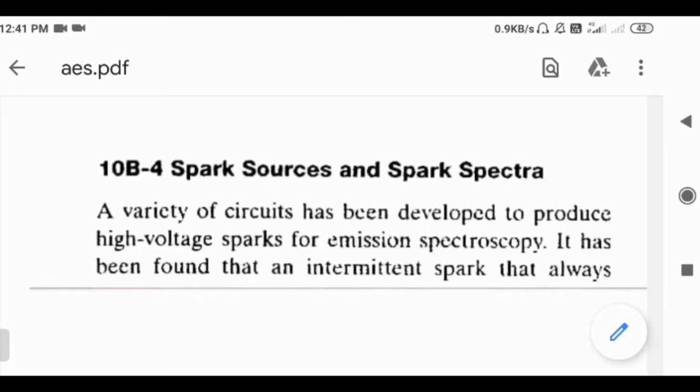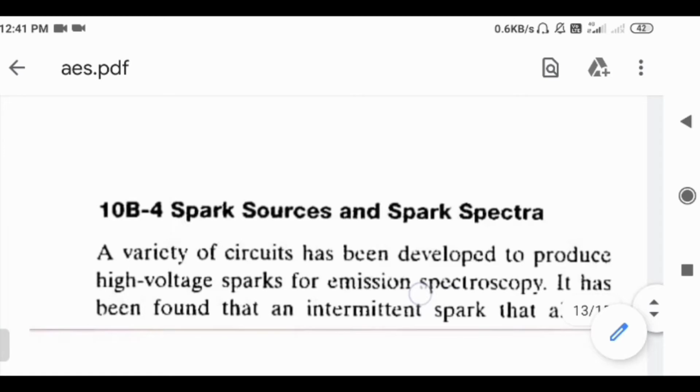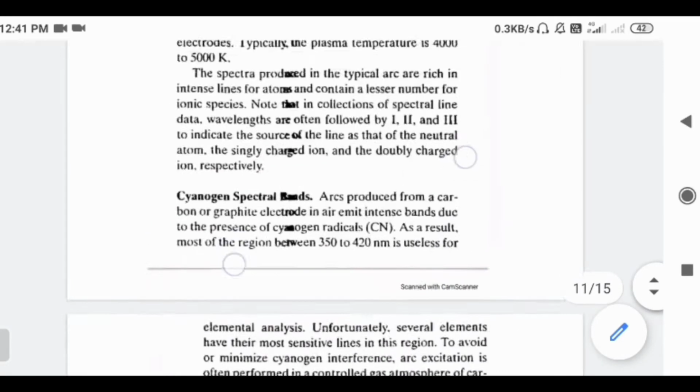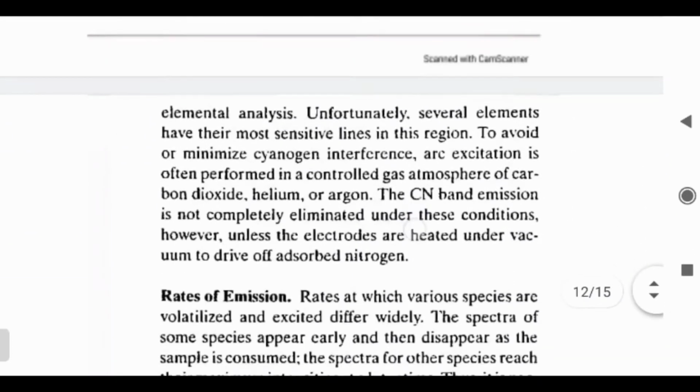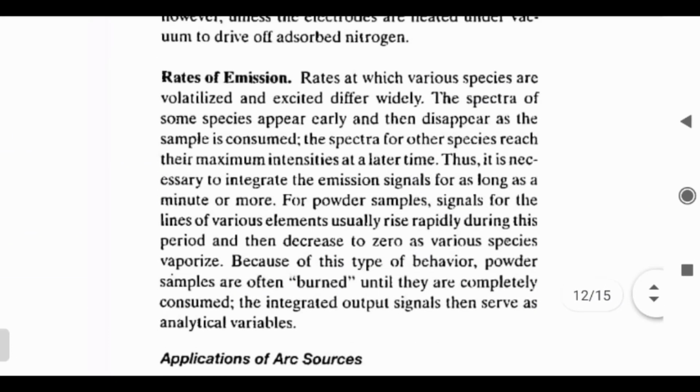So welcome back. In the previous lecture we finished the arc sources. We saw the limitations of arc sources and the cyanogen spectral band, which shows bands around 350 to 420. I guess in the lecture I said around 320 to 420, but it's actually 350 to 420 nanometer. Then we saw the rate of emission and how it affects the signal.